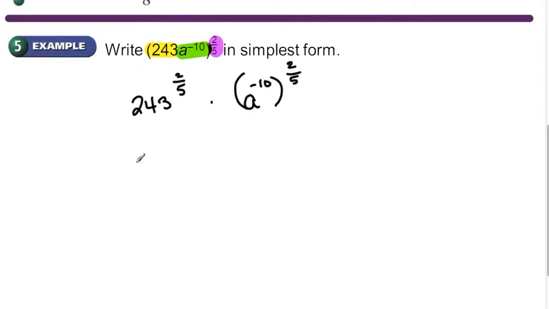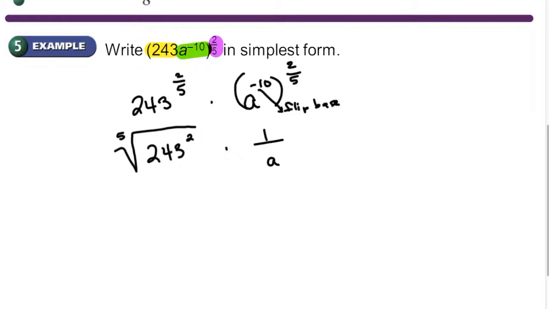Okay, so this is going to be the 5th root of 243 squared times, what does that negative tell us to do? It tells us to flip the base. So then we have 1 over a to the 10th, all raised to the 2/5. Since this is already in exponential form, I'm not going to worry about converting it.